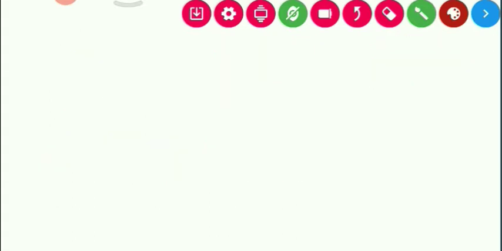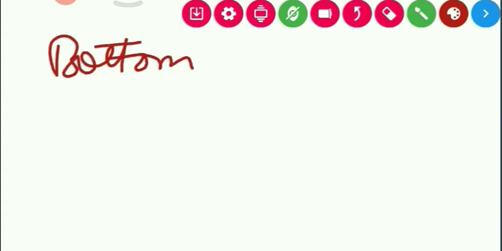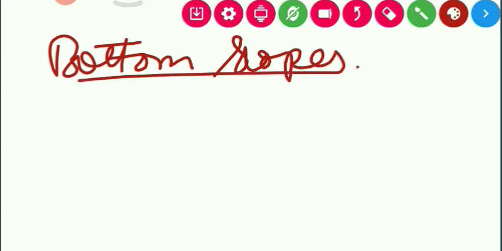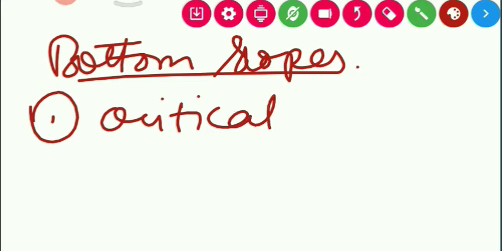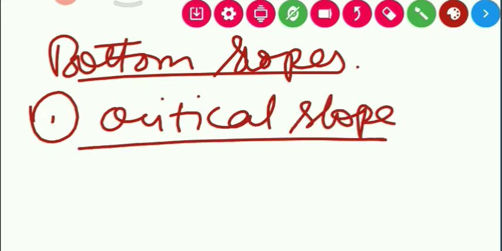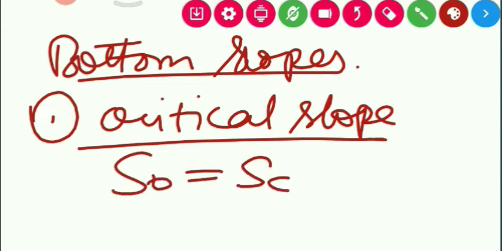First of all, channel bottom slopes. Let us revise, as we discussed in the last session, that bottom slopes may be differentiated as critical slope. Critical slope is one in which the channel bottom slope is equal to the critical slope. Here the normal depth of the flow will be equal to the critical depth of the flow. So this is called the critical slope.